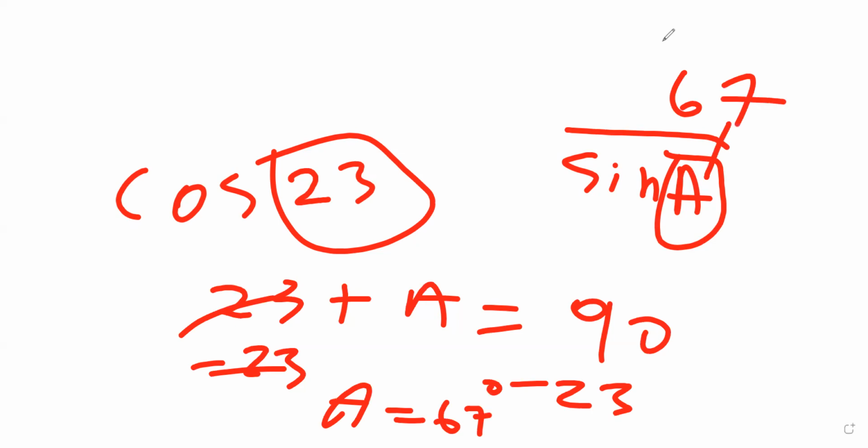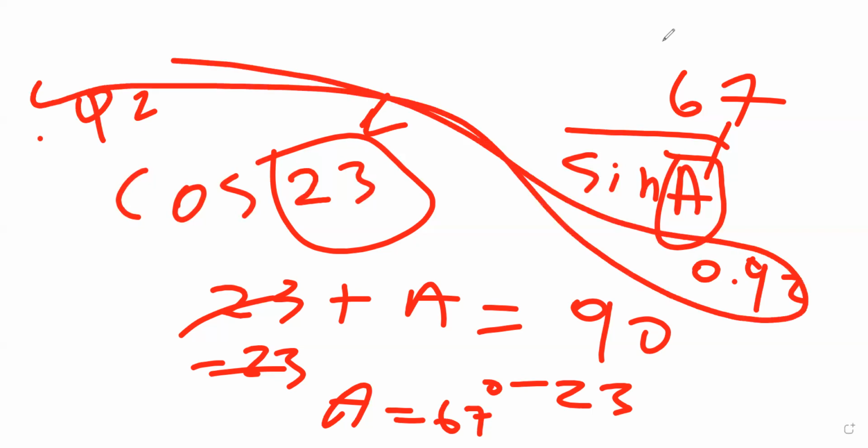And we could even prove if this makes any sense. Let's say I wanted to see what sine 67 is. It's 0.92. Let's see what that would be. Cos 23, we get the same thing. So that simply means there's some relationship between these two.